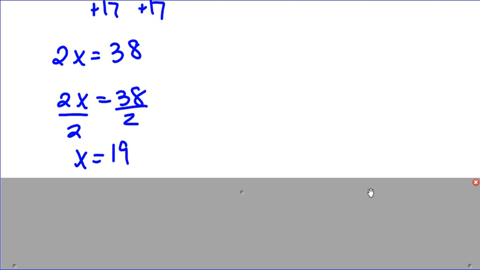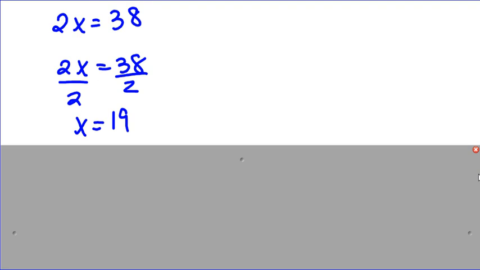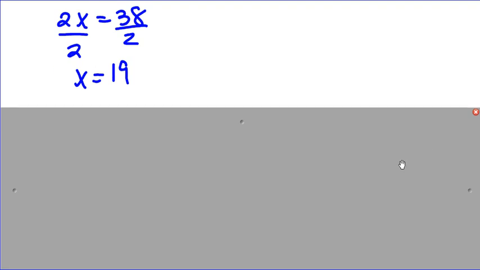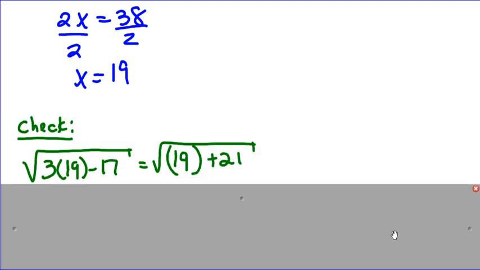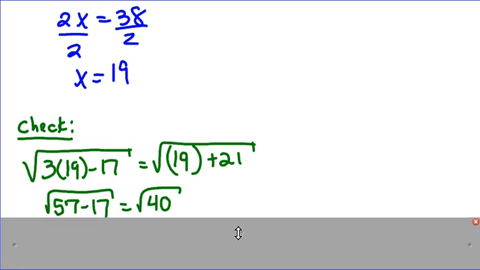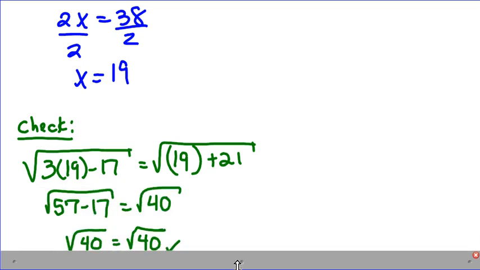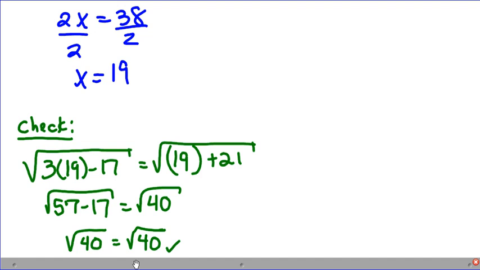The only way to be sure, though, is to substitute it back into the original equation and make sure that it's valid. So let's see. We're going to have to multiply 3 by 19 and subtract 17 to see what we're working with. On this side, we're just going to take 19 and add it to 21. We've got the square root of 40 equals the square root of 40. That's a true statement, so x has to be equal to 19.